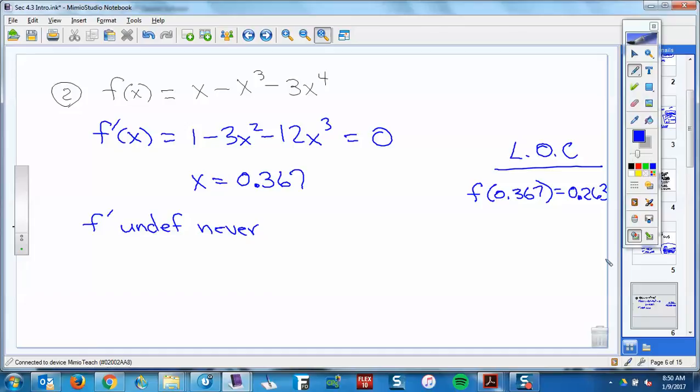Why do we know that's a max? Because the endpoints go in the same direction and they're going down. So you have to write a few sentences that say this function is a 4th degree polynomial with a negative leading coefficient, so the tails go in the same direction, down. Since there are no endpoints, it will go down to negative infinity, so there will be no minimum. So any place where the derivative is 0, like 0.367, has to be the maximum.